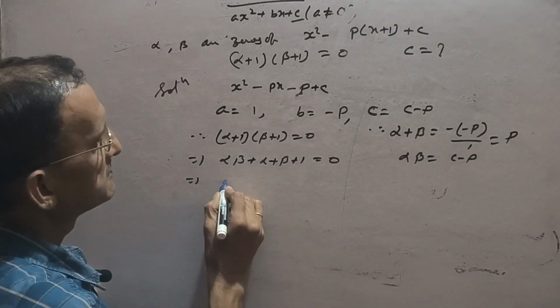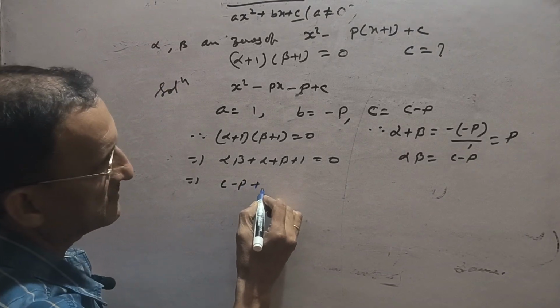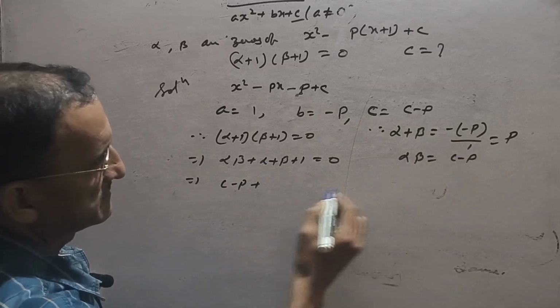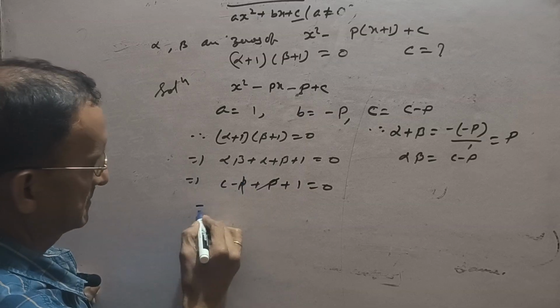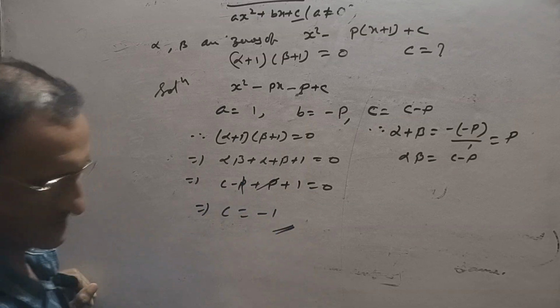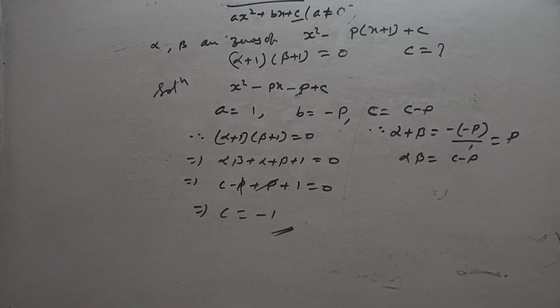Put the value: c minus p, alpha plus beta is what? P plus 1 equal to 0, so this cancels. So c equal to minus 1. This is the value of c we had to find.